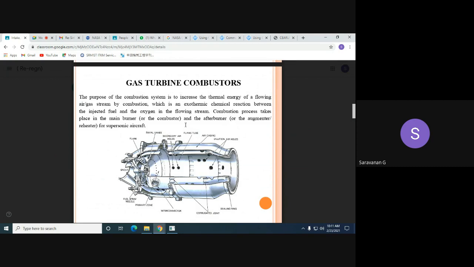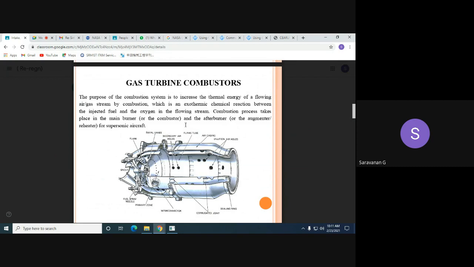So there are exothermic reactions between the fuel and oxygen, or oxidation, in the flowing stream. This mostly takes place in the combustion chamber or burner. It is also called the main burner. In some cases, we have one additional burner meant for augmenting the thrust, known as the afterburner, which is also called a reheater or augmenter and can be used in supersonic aircraft.